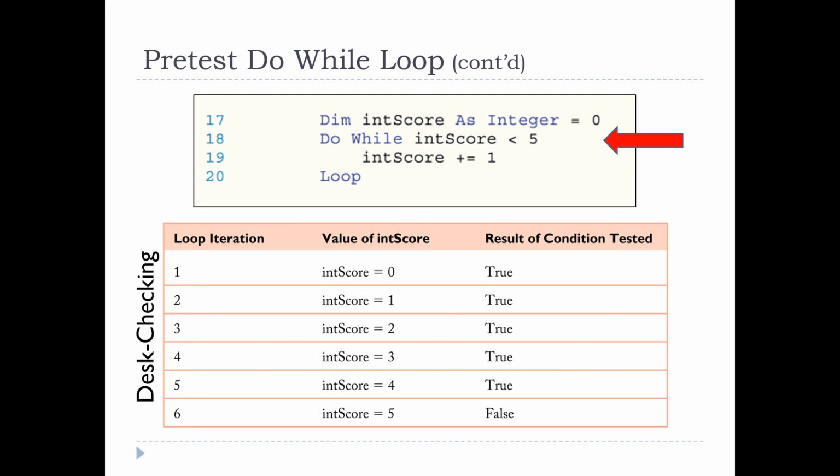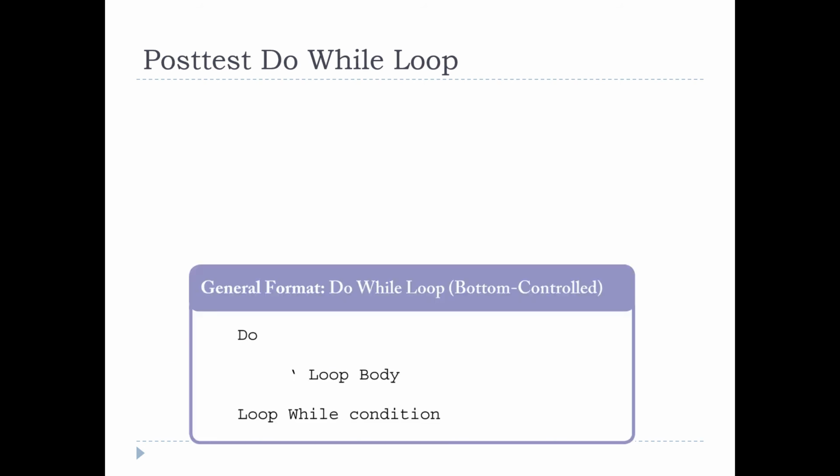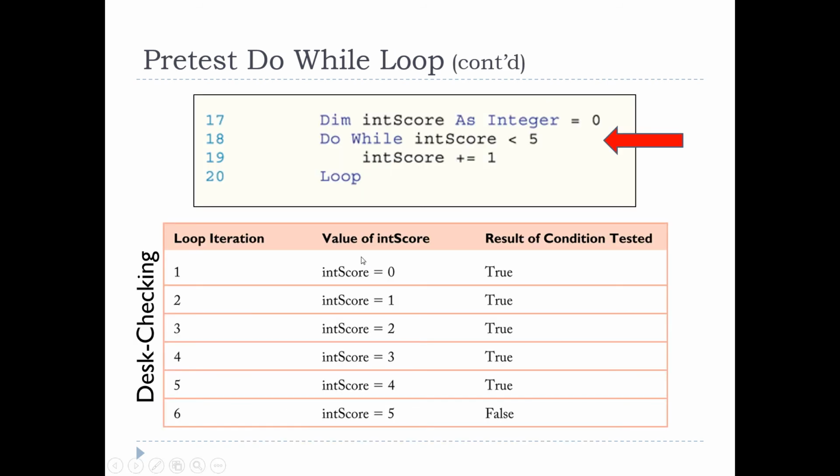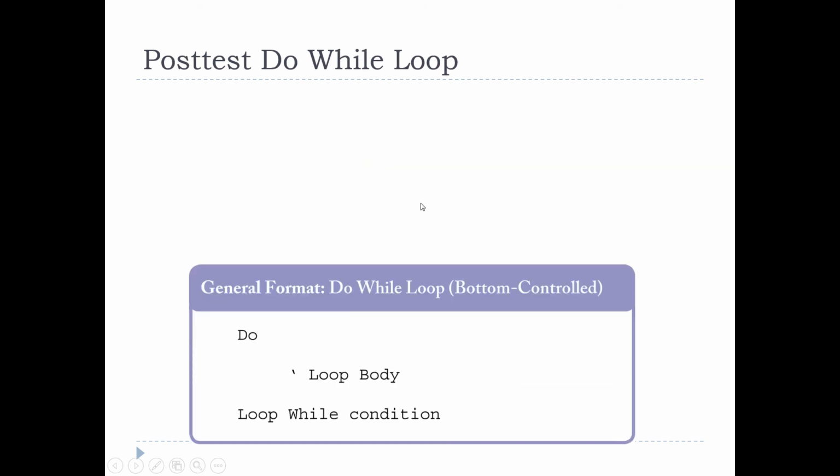So when we do desk checking, when you do hand tracing, you would use a chart that looks something like this. Keep track of all the variables that are part of that loop, and then check each value as you trace the loop through. It's really helpful sometimes. So that was the pretest. Again, pretest means you test the condition at the top.